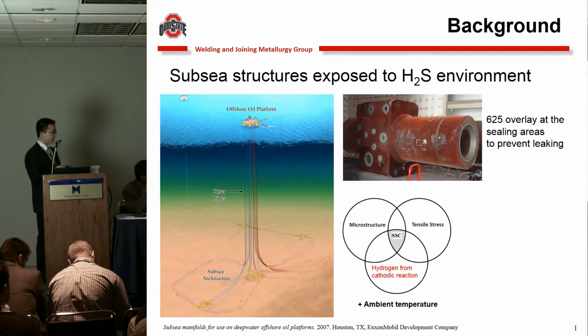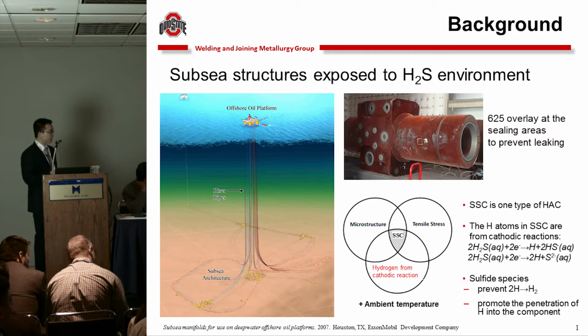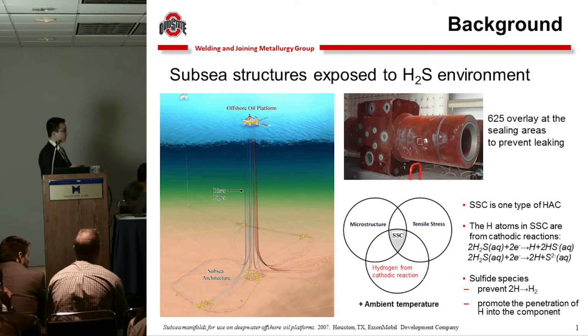So what is surface stress cracking? Surface stress cracking is actually one type of hydrogen-assisted cracking. The first feature is that the hydrogen atoms in hydrogen surface stress cracking come from cathodic reactions. There are two cathodic reactions here. The hydrogen sulfide obtains electrons to form hydrogen atoms and sulfide species. The sulfide species can prevent the hydrogen atoms from forming hydrogen gas and also promote the penetration of the hydrogen into the components. So that's the problem of surface stress cracking.